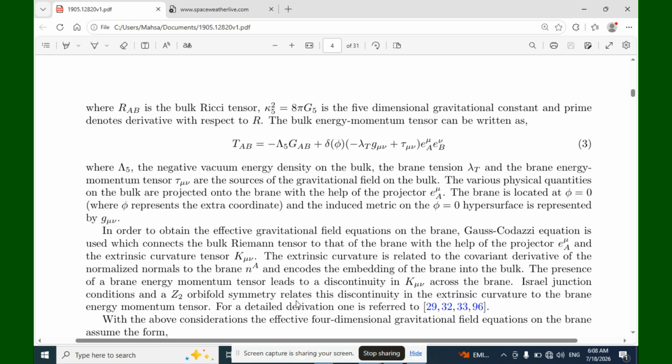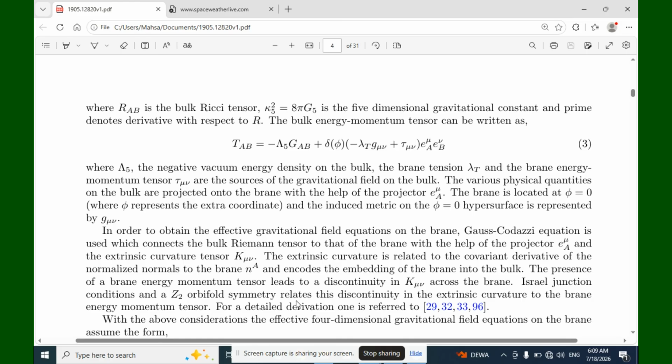The various physical quantities on the bulk are projected onto the brane with the help of the projector e^A_μ. The brane is located at φ = 0, where φ represents the extra coordinate, and the induced metric on the φ = 0 hypersurface is represented by g_μν.